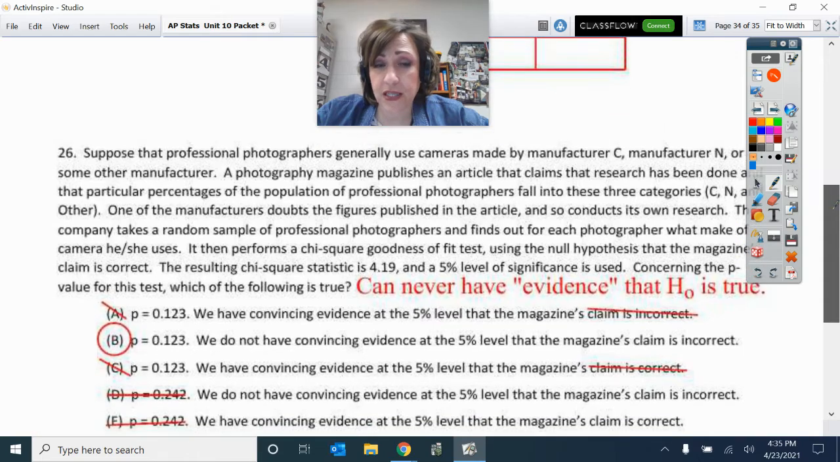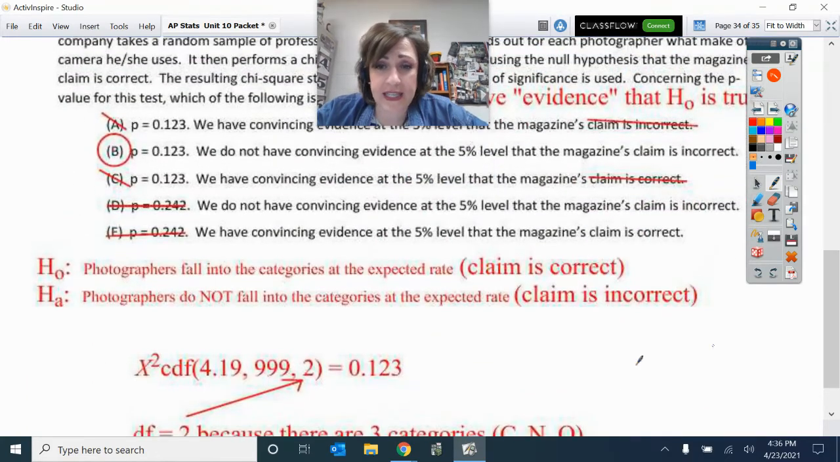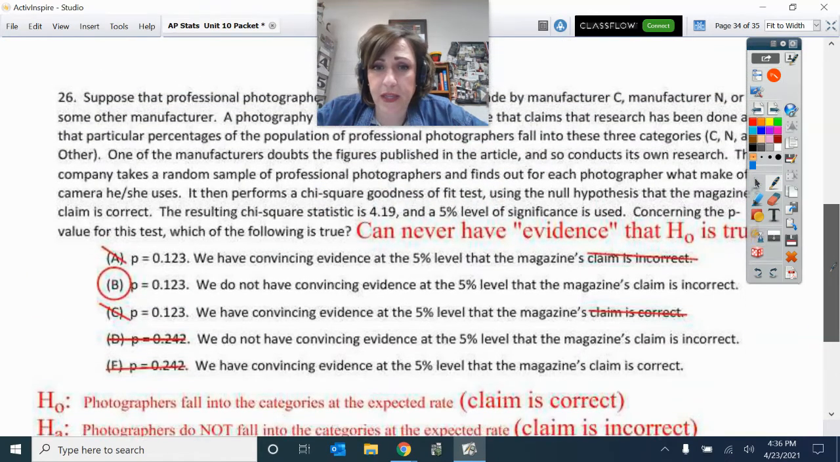Number 26, let's see here. So this was about photographers, and there had been a claimed rate. So they did a chi-squared goodness of fit using the null hypothesis that the magazine's claim of the percentages of certain types of photographers is correct. So the null hypothesis, the claim is correct. The alternative, of course, is that the magazine's expected rates are not correct. So claim is incorrect.